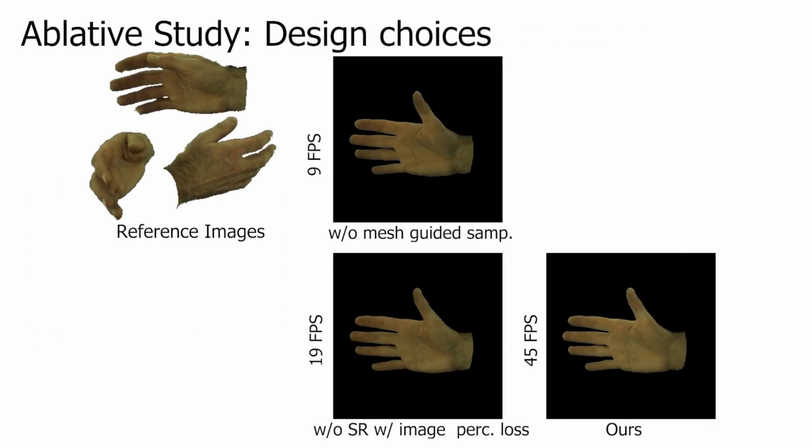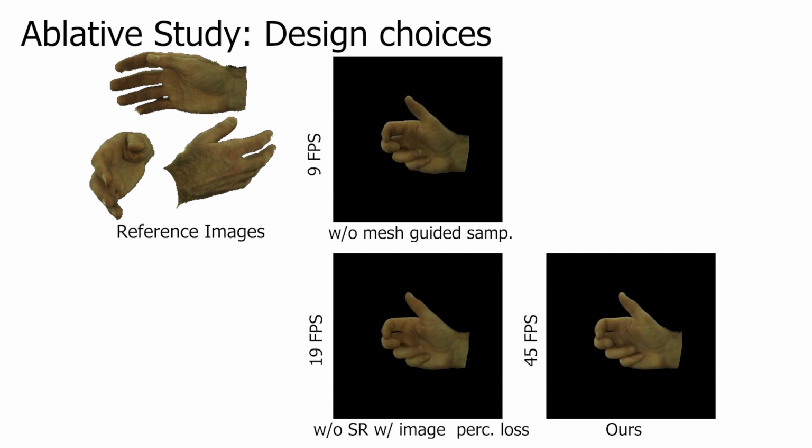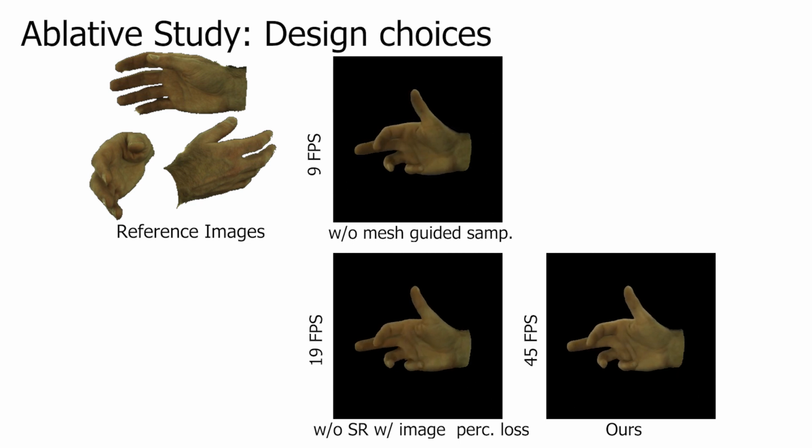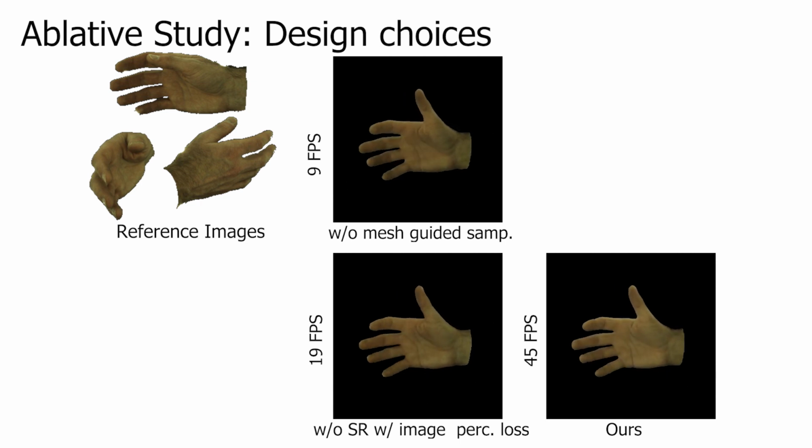Next, we evaluate the different design choices of our method. While removing the mesh-guided sampling and the super resolution module does not lead to a significant drop in quality, their rendering time is slower than us, and not real time.